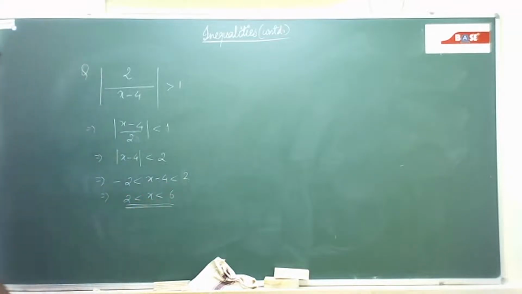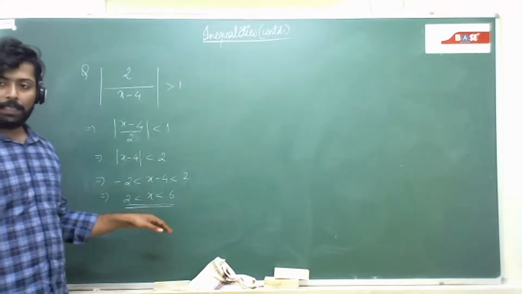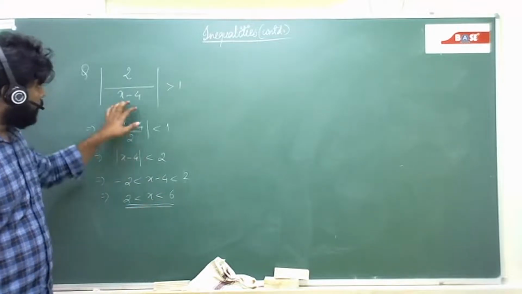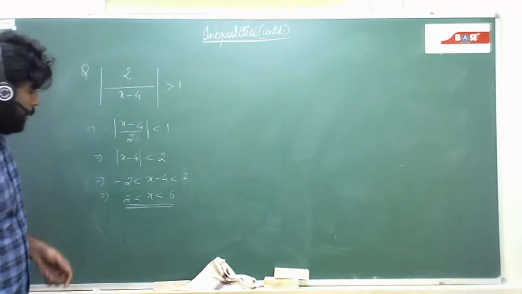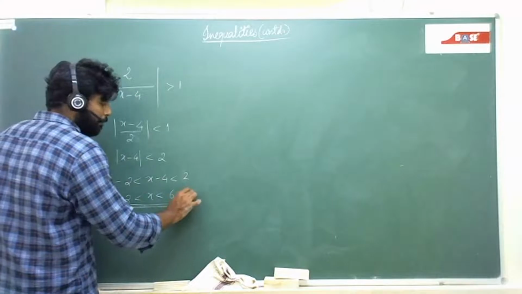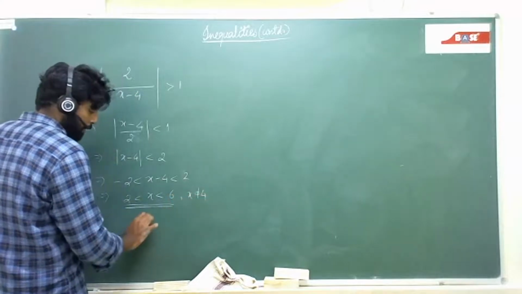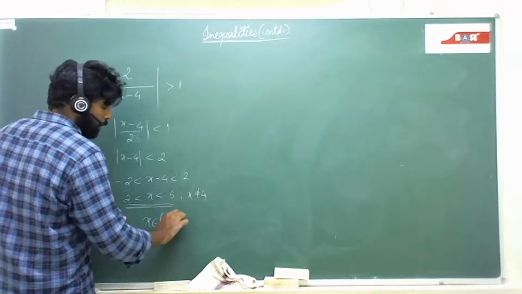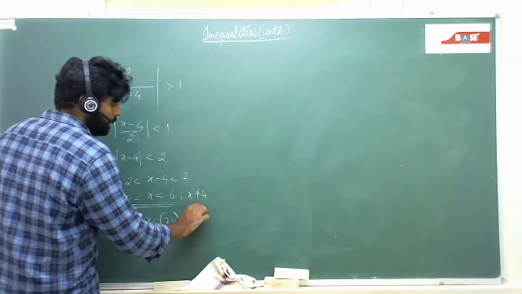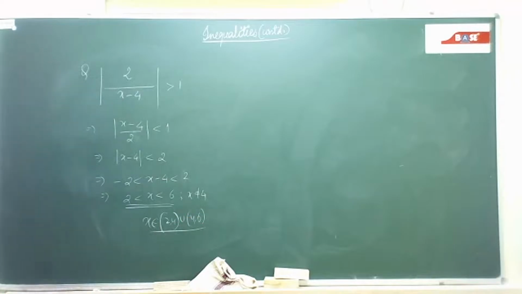But that's not the end of the story, because between 2 and 6 we have 4 also. And at 4 that expression is undefined because 2 upon 0 is undefined. So basically we can't take 4. So the ultimate region is 2 to 4 union 4 to 6. That's what the region is.